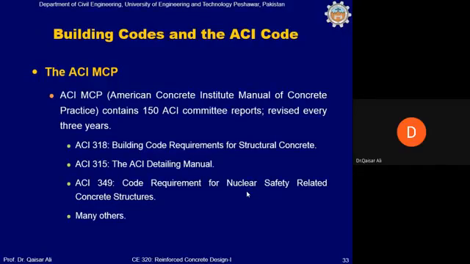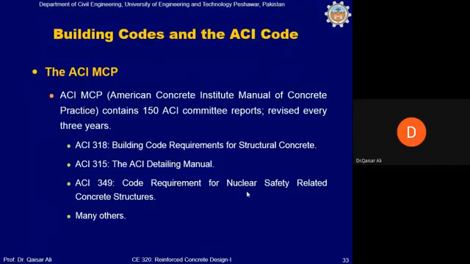The ACI MCP is a bulky, huge document consisting of a lot of volumes. This is one document, but consisting of a lot of volumes. It is available in soft copy as well as in hard copy. The hard copy is available in our library, but I think it is an older version of ACI MCP. The recent version has been published in 2019. We will be using the 2019 ACI MCP.